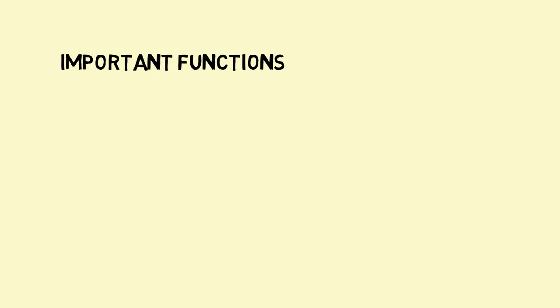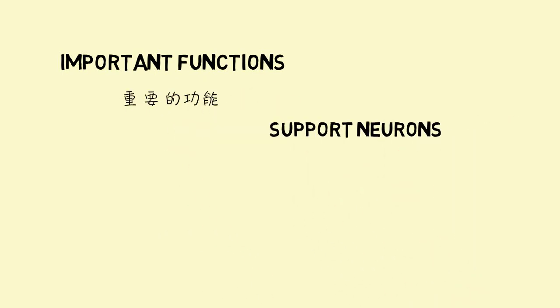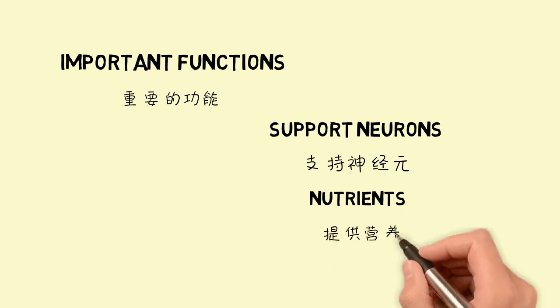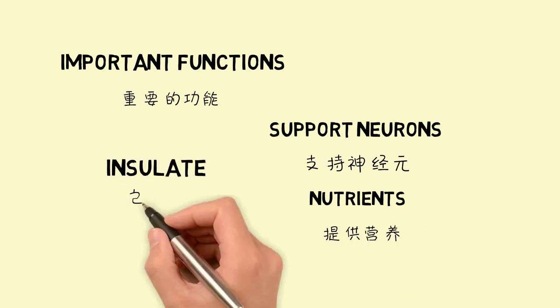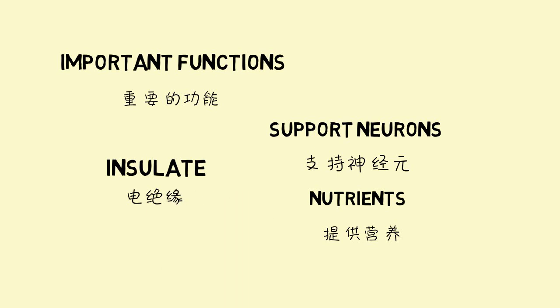Among the most important functions of glial cells are to support neurons and hold them in place, to supply nutrients to neurons, to insulate neurons electrically, to destroy pathogens and remove dead neurons, and to provide guidance cues directing the axons of neurons to their targets.